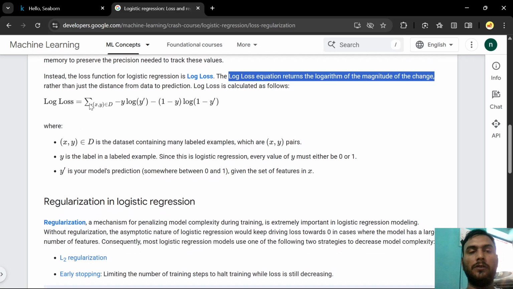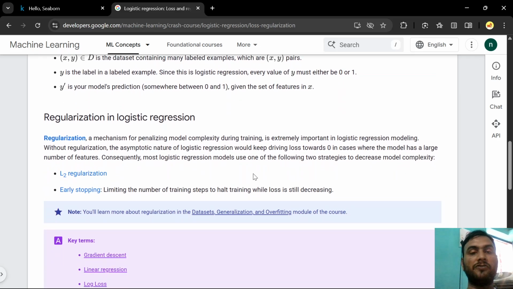So this is the formula. The sum over (x, y) belonging to D, where D is the data set containing many labeled examples, where x, y are pairs: minus y log y-prime minus (1 minus y) log (1 minus y-prime). Y is the label in a labeled example. Since this is logistic regression, every value of y must be either 1 or 0. Y-prime is the model's prediction, somewhere between 0 and 1, given the set of features. Regularization is a mechanism for penalizing model complexity during training, and it is extremely important in logistic regression modeling.